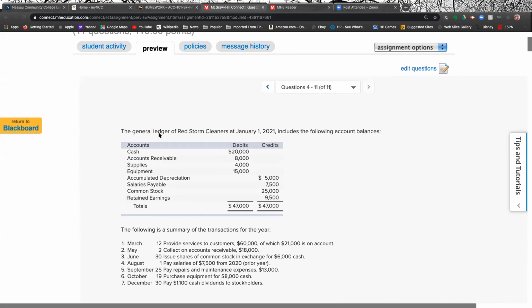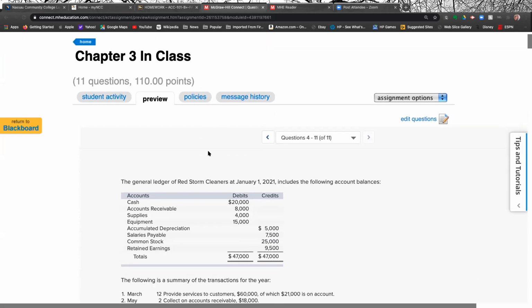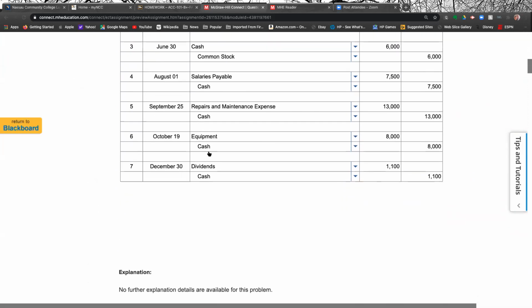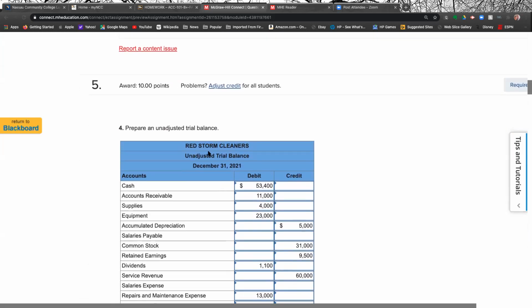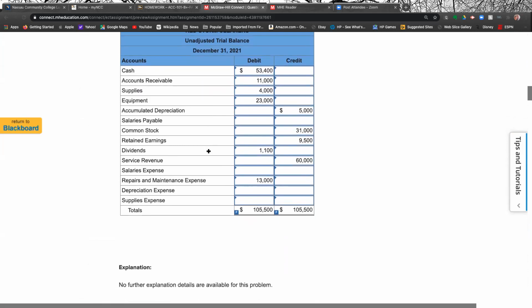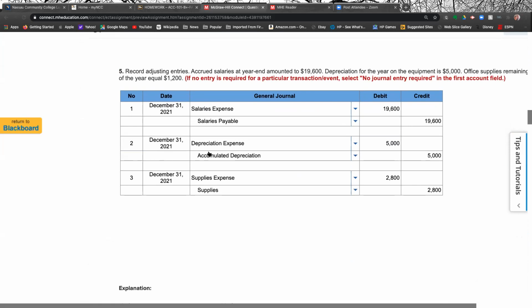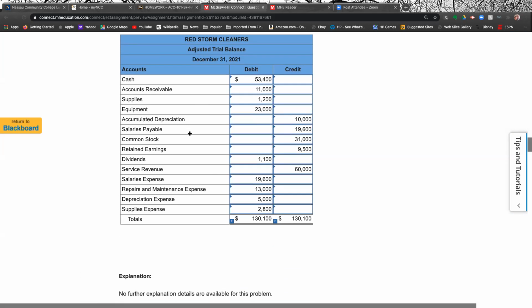Do they ask for the accounts? I can't see if they have accounts. They should. I don't see how you can do this without accounts. Then you do a trial balance. Then you make your adjusting entries. There's only 3 of them. Then you do your adjusted trial balance.